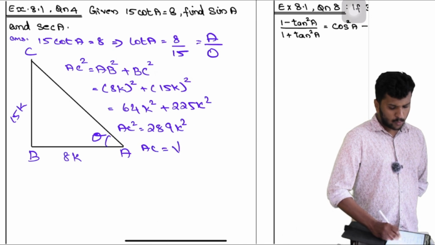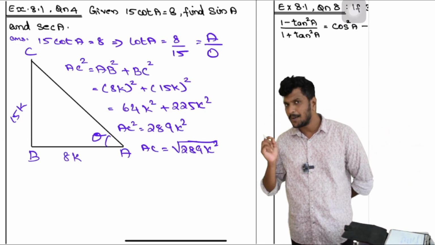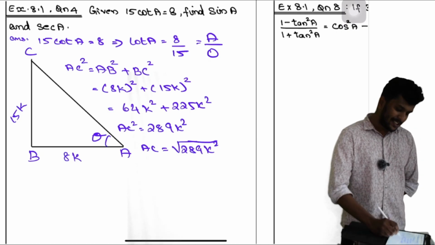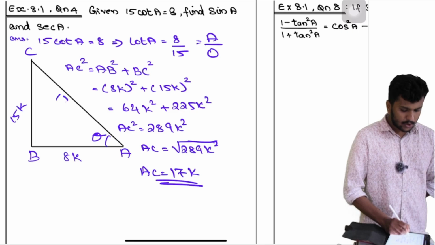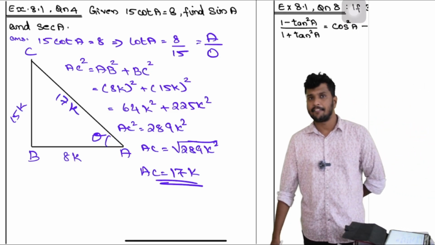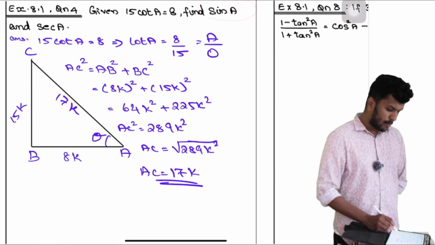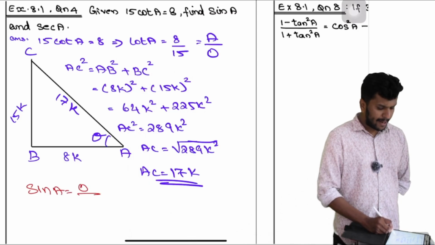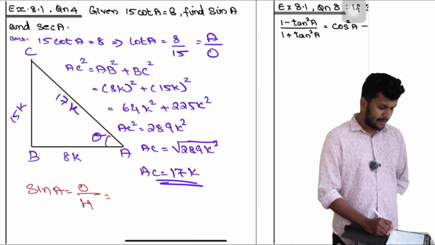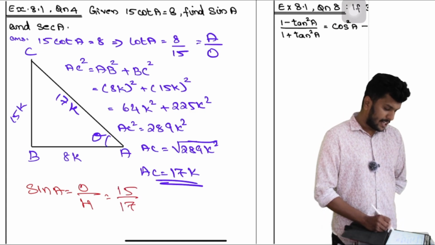AC is equal to what? Square root of 289k square. Now square root of 289, you all know what is square root of 289? What is it? 17, right? Yes. So AC you have 17k. So we have hypotenuse as 17k. Now what all we need? We need sine A. What's the formula for sine A? Sine A is equal to opposite by hypotenuse. Opposite of theta 15k, hypotenuse 17k. So 15 by 17.